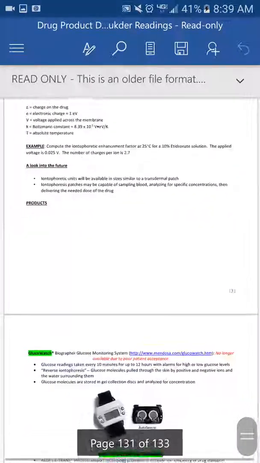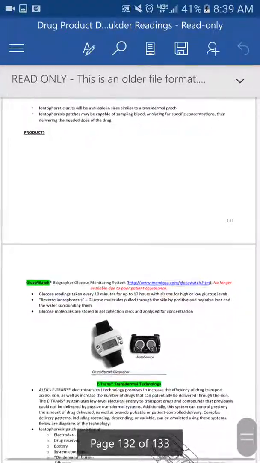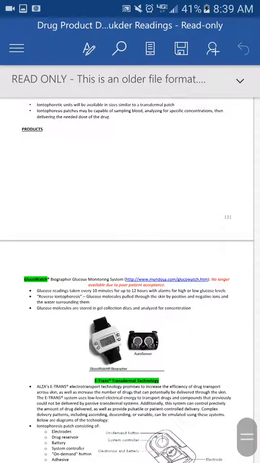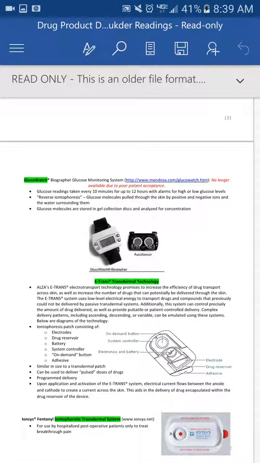Ionophoretic units would be available in sizes similar to the transdermal patch. Ionophoresis patches may be capable of sampling blood, analyzing specific concentrations, and delivering the needed dose of the drug. You can sample blood with it. That's why we get down to the glucose watch. Every 10 minutes, up to 12 hours.